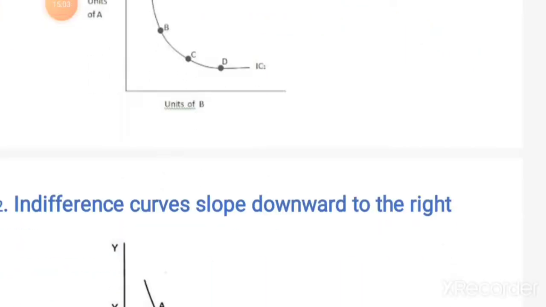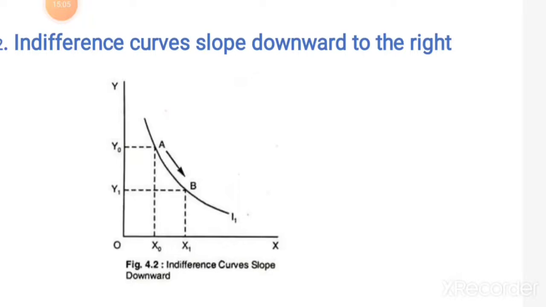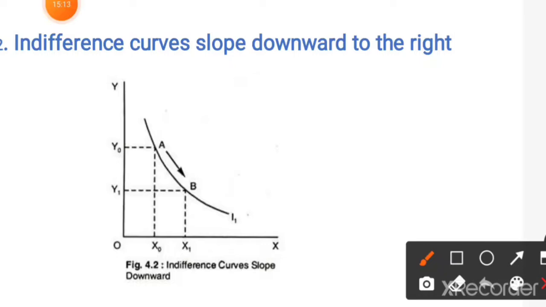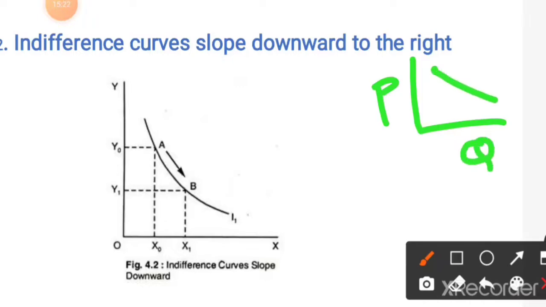So what is the second property? Indifference curve slopes downward to the right. Students, like in the previous law I told you about the demand curve. When your price is increasing, what happens to your quantity demanded? It will decrease. That's why the demand curve was taking a negative slope. So if one commodity is increasing and the other commodity is decreasing, such a curve will take a negative slope.